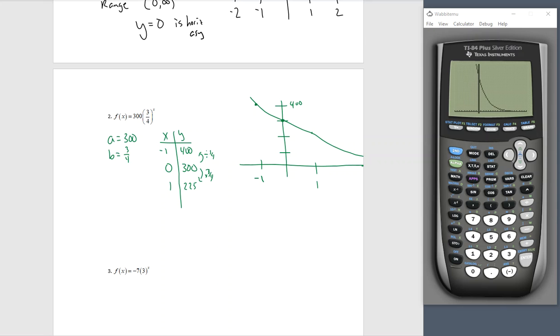And magically, the graph appeared because I had to pause the recording real quick. And we see this same graph.